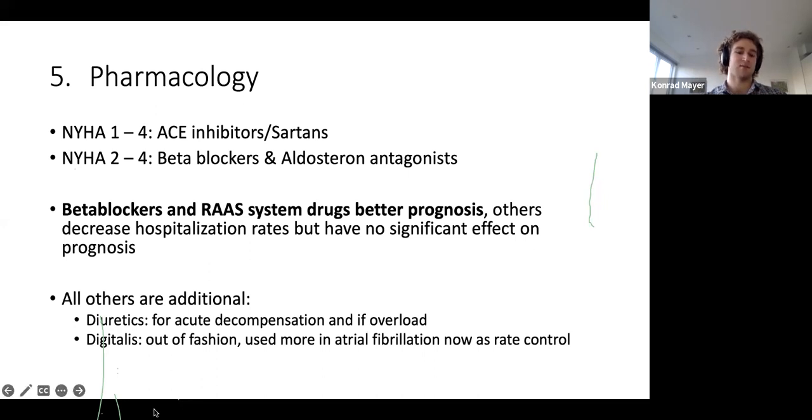And I put in digitalis, the heart glycosides. They're kind of out of fashion for heart failure, and they're used more in atrial fibrillation now. But some patients still require these. They enhance contractility, but they are not the state-of-the-art treatment anymore.